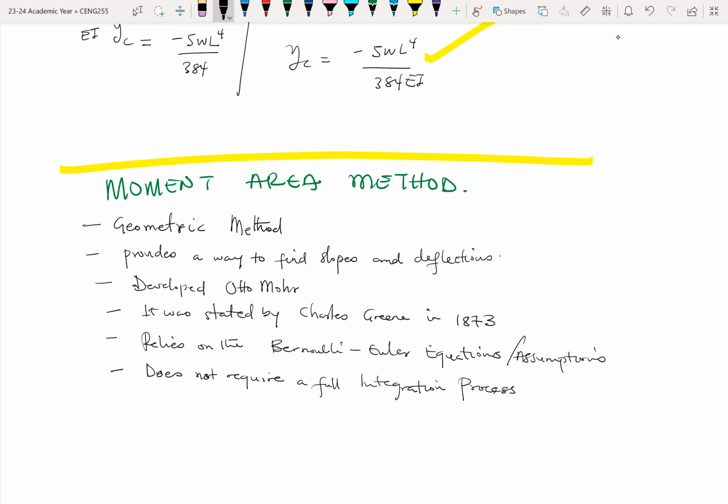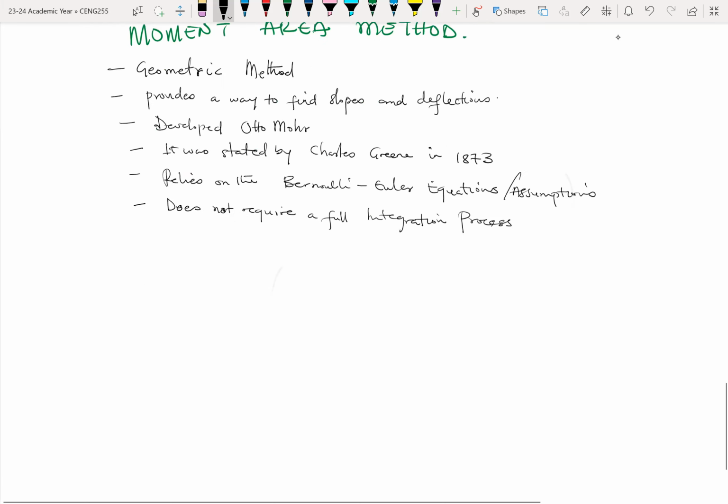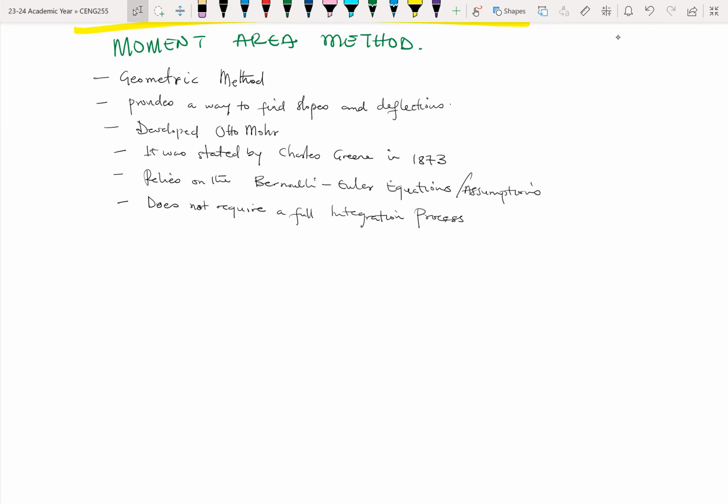So now let's look at an ideal case and then formulate the equations of the moment area method, and then we can see how to use that to solve problems.